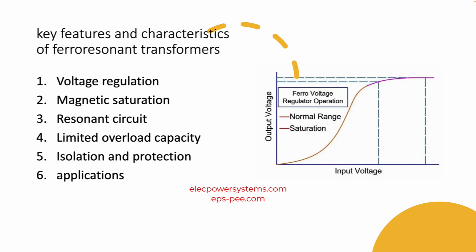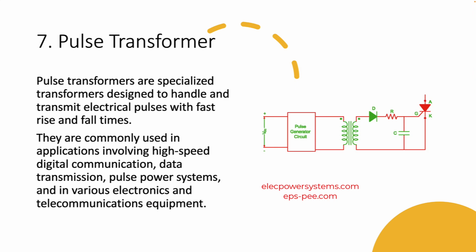Applications. Ferroresonant transformers are commonly used in applications where a regulated voltage supply is critical, such as in sensitive electronic equipment, telecommunication systems, data centers, and computer networks. They are also employed in areas with unreliable or fluctuating power supplies, providing a stable voltage output to protect connected equipment.